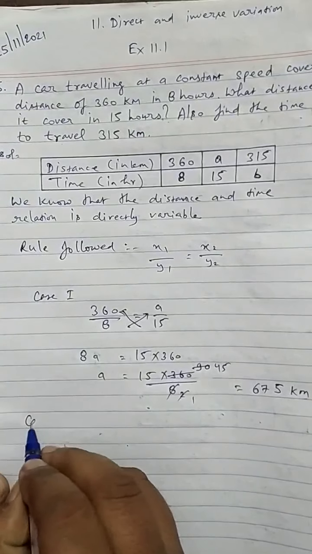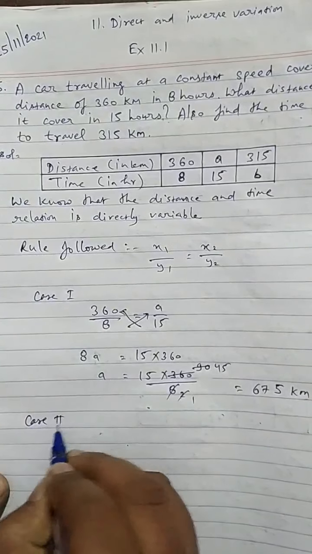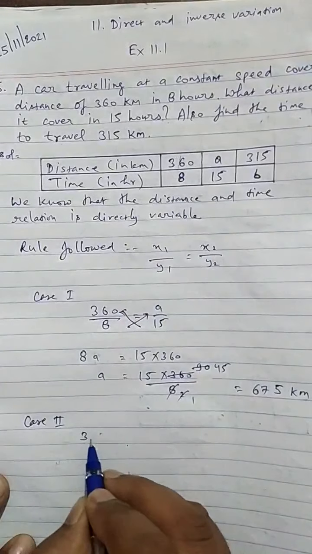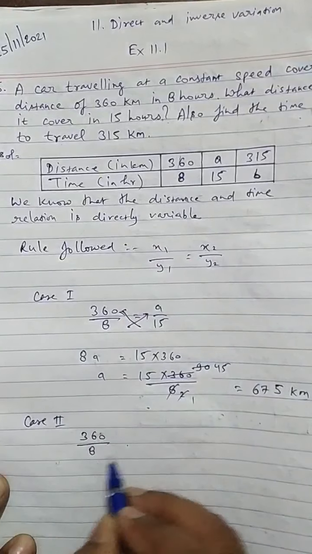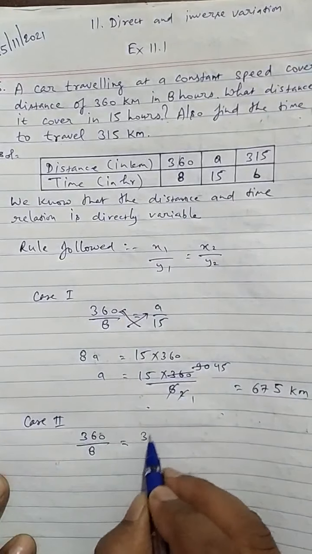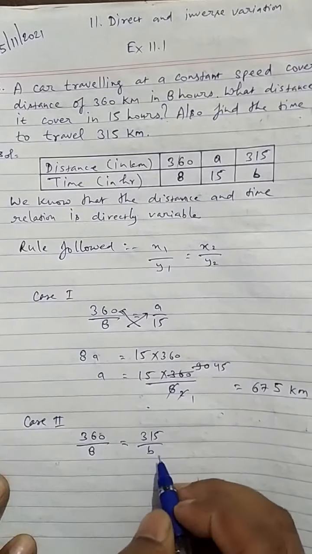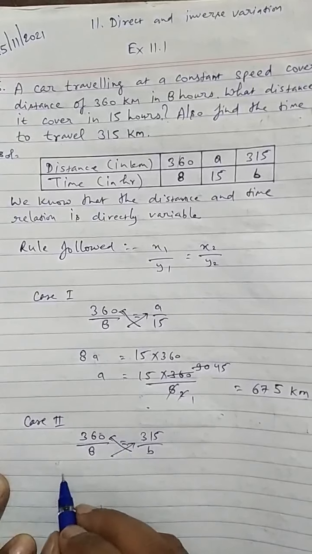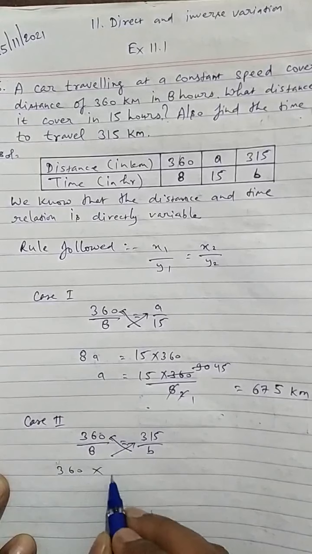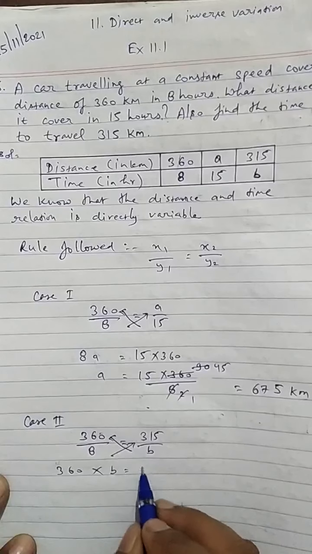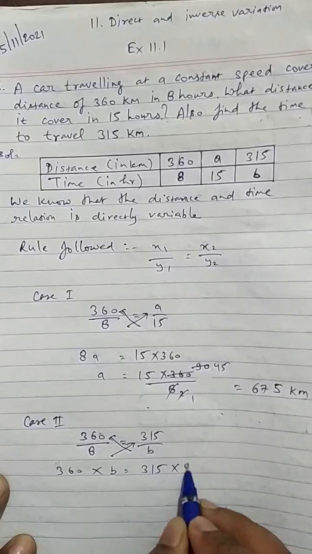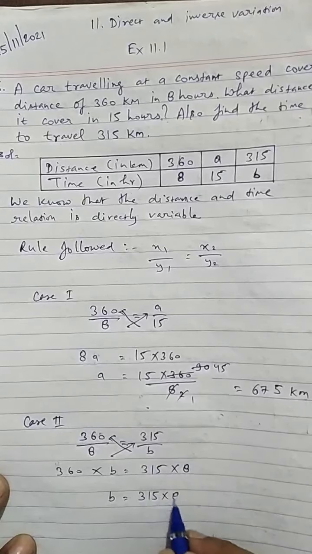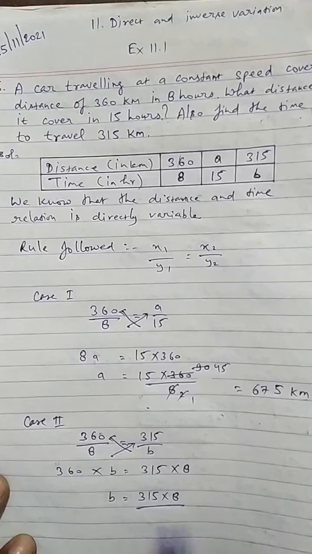Now the second case. We can get the second case using this combination. So we'll put here 360 upon 8 equals 315 upon B. Again cross multiplying this, we get 360 multiplied by B equals 315 into 8. So B is 315 into 8, and this 360 will come down.